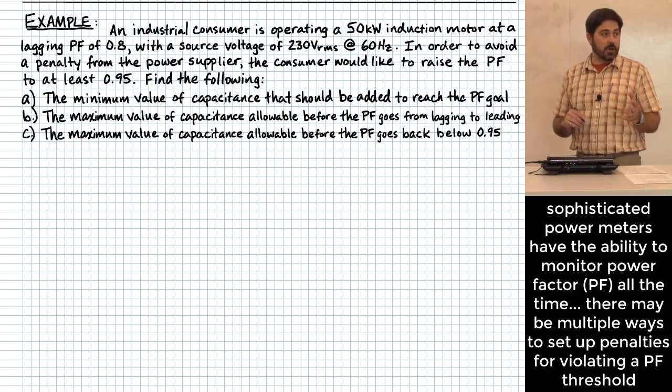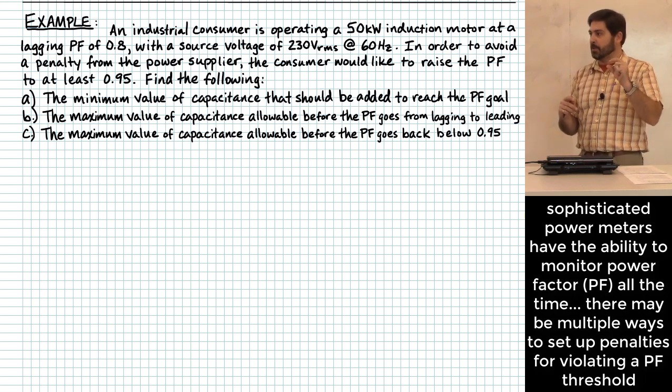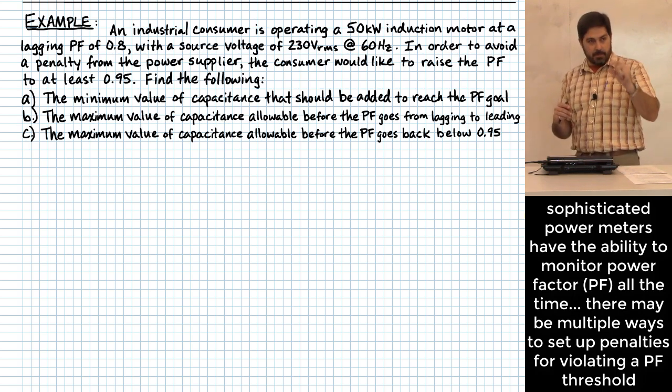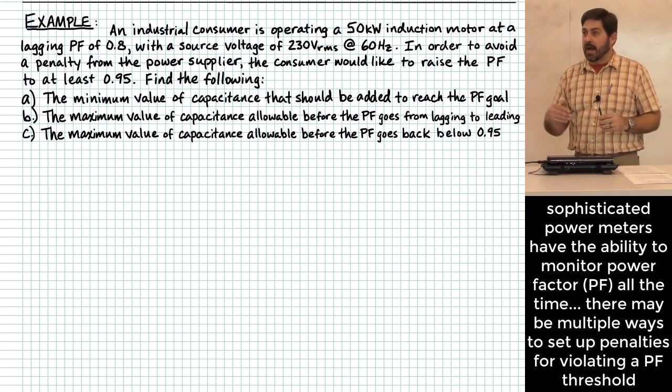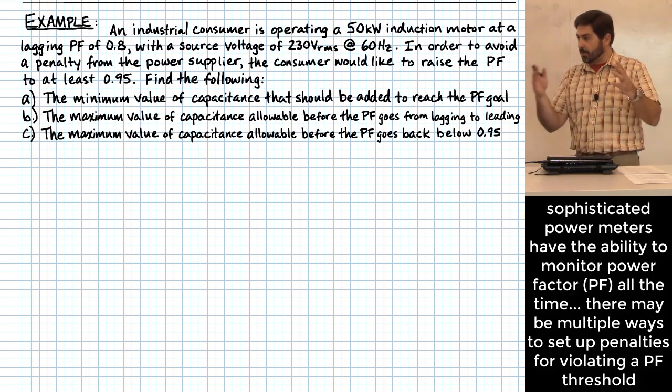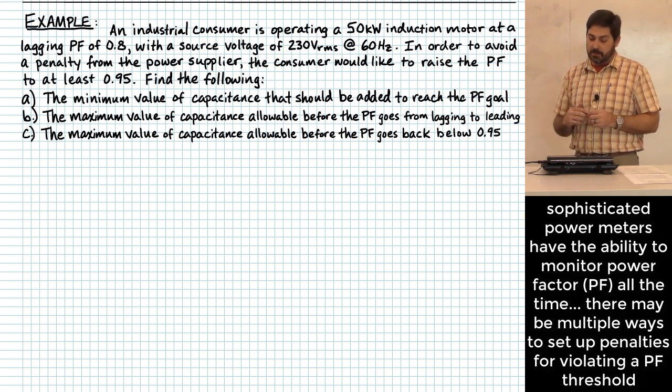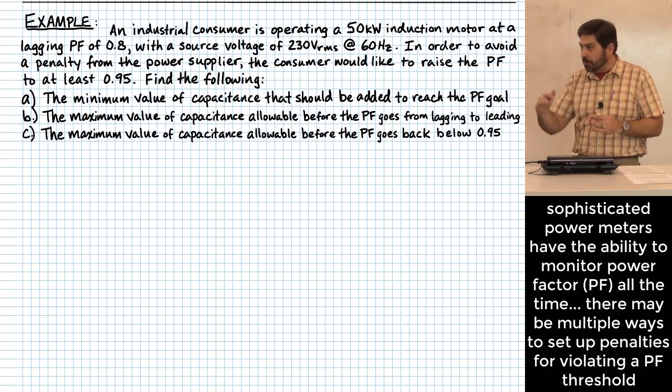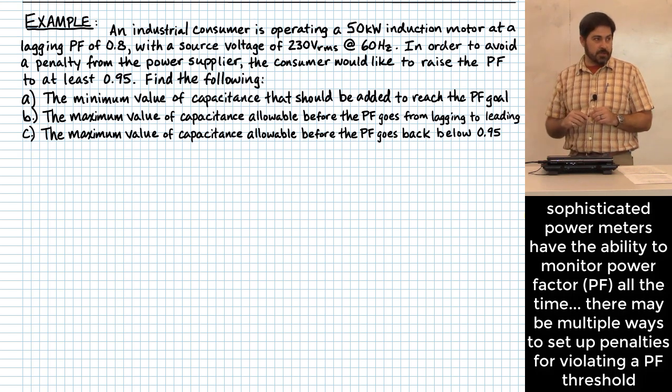The way that some of these work is that you have to maintain that power factor at least all the time, right? So if at any point in time your power factor dips below whatever that threshold is, the power company might have the right to ding you with some kind of a penalty. That may not be the way it works for every place, but that's the way some of them work. So you're trying to make sure that your power factor doesn't dip below that 0.95 threshold.